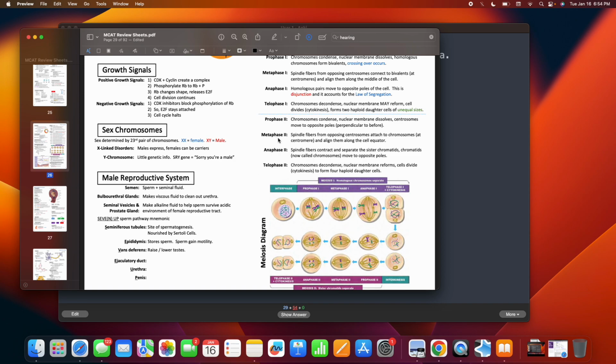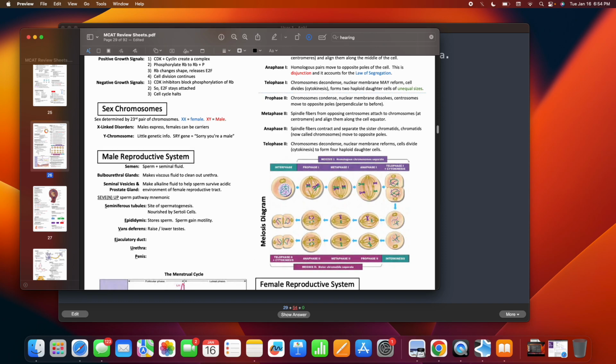And then metaphase 2 is where the spindle fibers from opposing centrosomes attach to chromosomes at the centromere and align them along the cell equator. And then we have spindle fibers contracting and separating the sister chromatids. Chromatids, now called chromosomes, move to opposite poles, and chromosomes decondense, the nuclear membrane reforms. So during anaphase 2 is where the chromatids get called chromosomes.